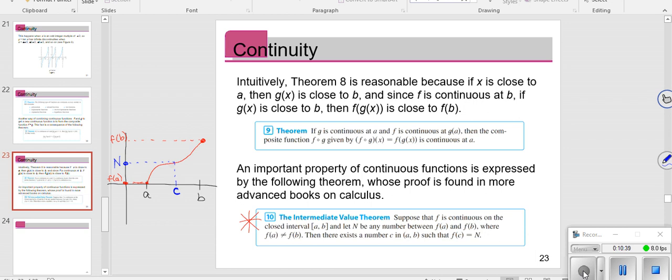That's all that means. So what they're saying is, in order for a function to get from a starting point to an ending point, it has to go through the points in between. That's really all the intermediate value theorem tells us.